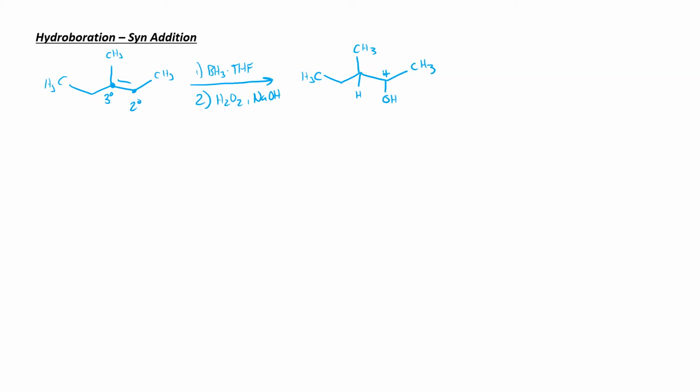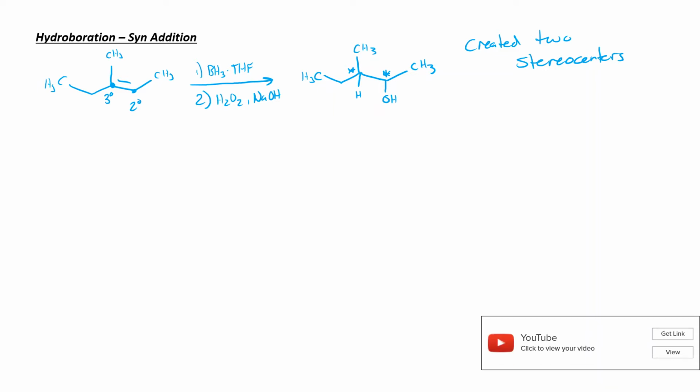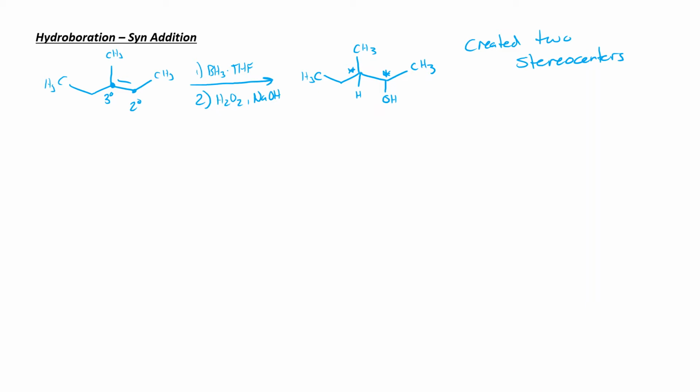And now we notice that we have created two new stereocenters. And so naturally we want to know, are we going to make enantiomers? Are we going to make diastereomers? Are we going to make one diastereomer but not the other? Are we going to make one enantiomer and not the other? Right? And it turns out that we're going to create a single diastereomer as a pair of enantiomers.